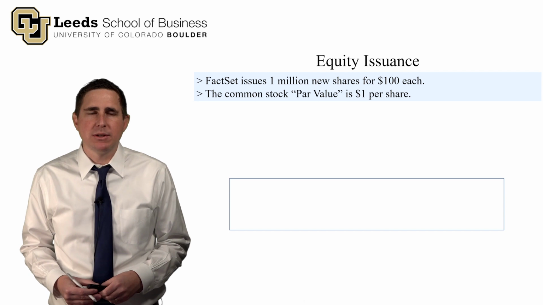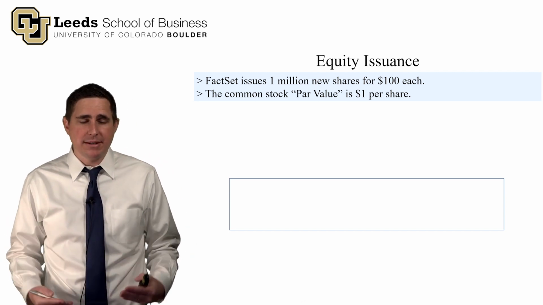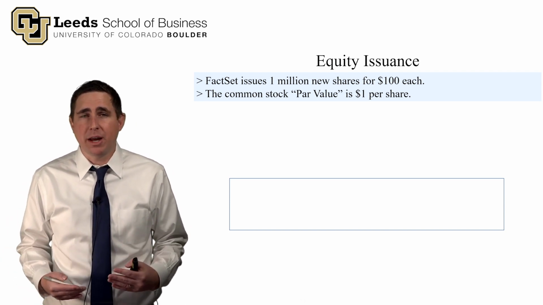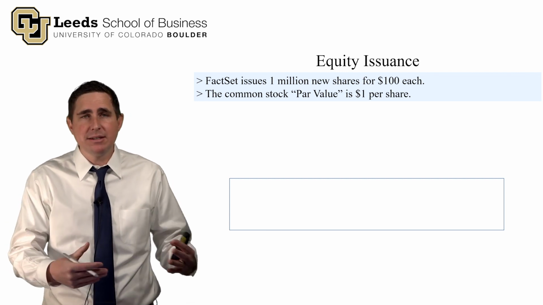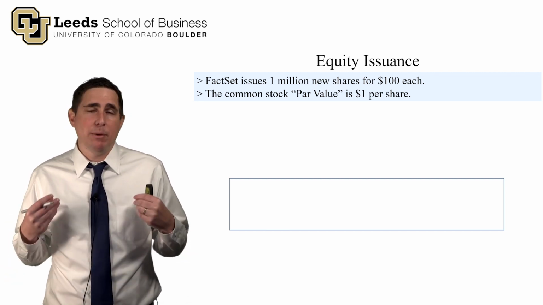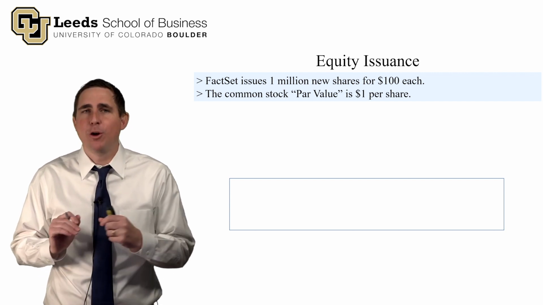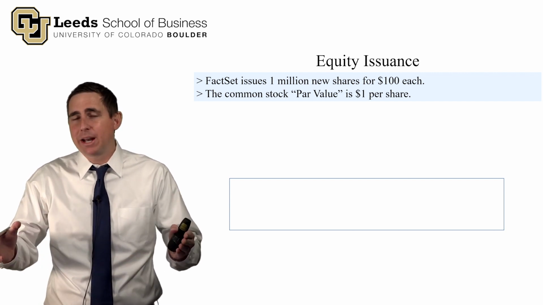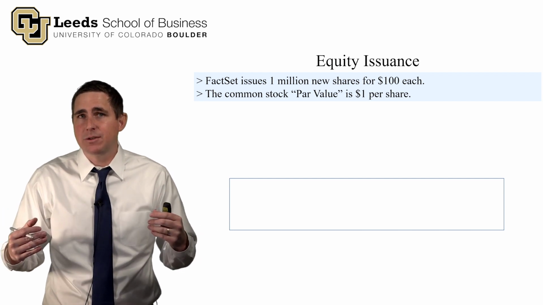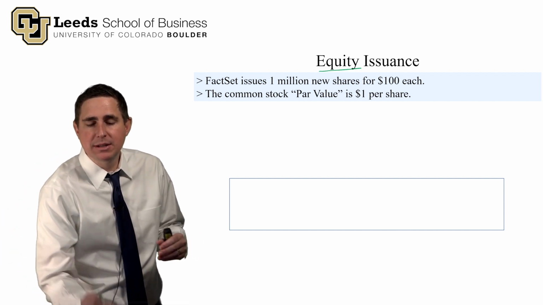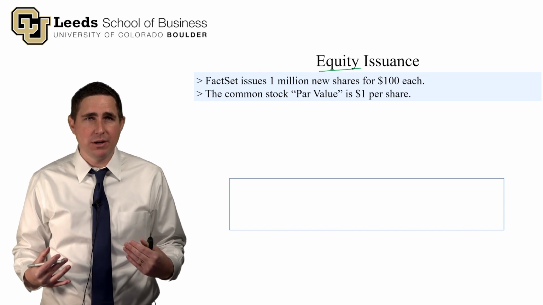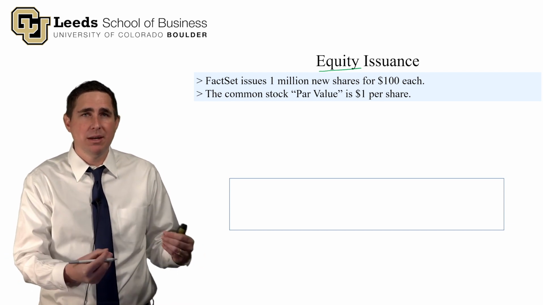First, equity issuance. So let's imagine we're FactSet and we want to raise new money. Okay, we want to expand, we want to invest in something, so we need money. And we ask ourselves, should we raise money by borrowing money, or should we raise money by opening up our ownership to new investors? Equity issuance means that we're going to open up our ownership to new investors. We're actually going to sell ownership in the company.